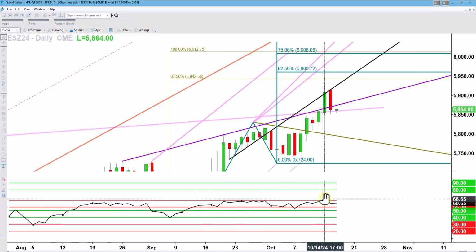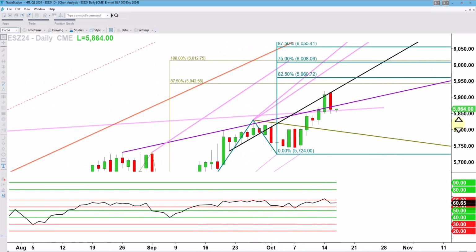Now, that alone doesn't tell me that we're going to continue lower, but it is an indication that perhaps the market is weaker than expected. So I want to take a look at some of the levels in here as well as the intraday levels.